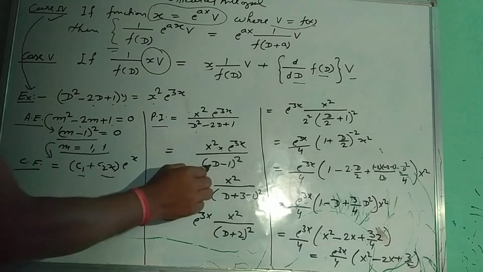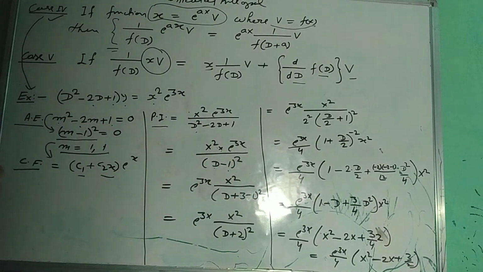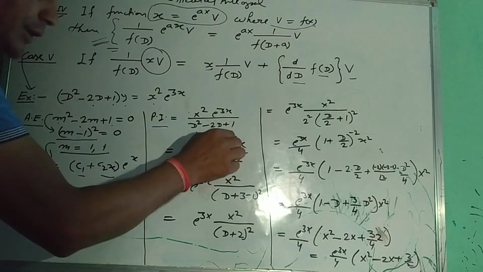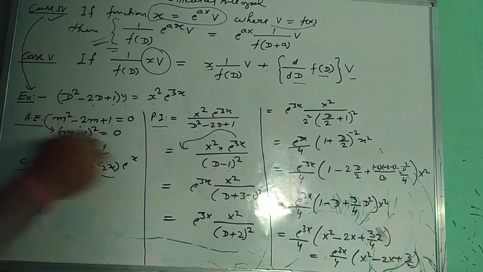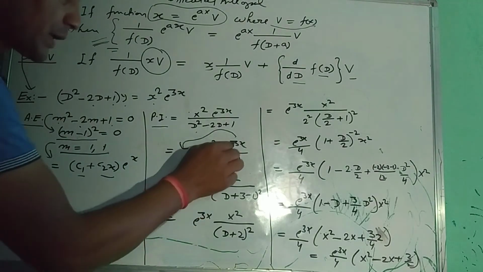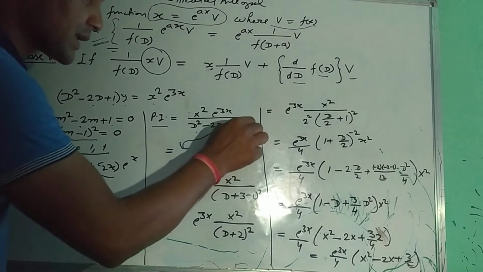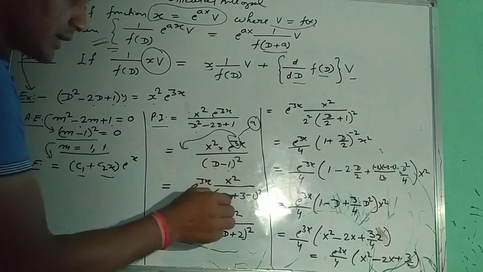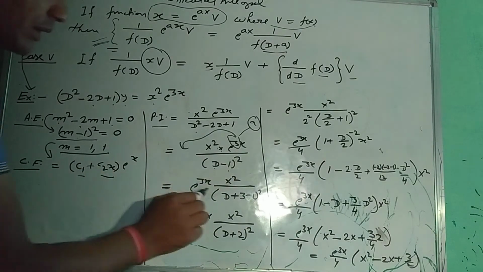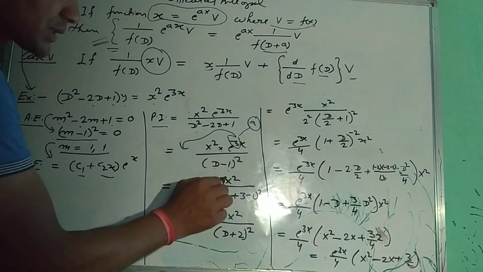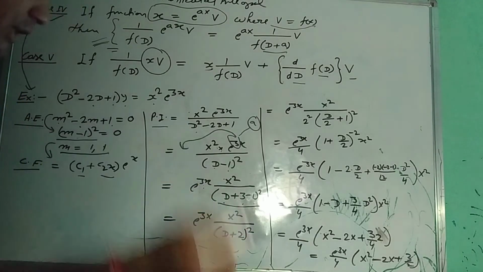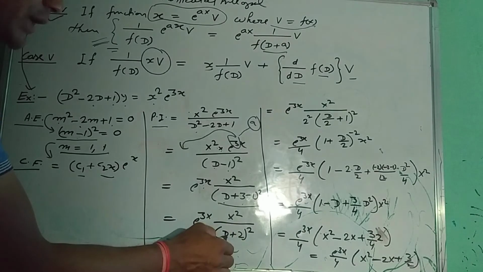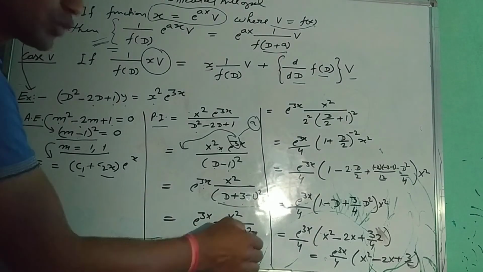We can write the denominator as (D minus 1) to the power 2. Now we have the same case here. We can take e to the power 3x outside of this function. When we take it outside, a is added to D in the denominator, and we have e to the power 3x times x square upon (D plus 3 minus 1) squared, which converts to e to the power 3x times x square upon (D plus 2) to the power 2.